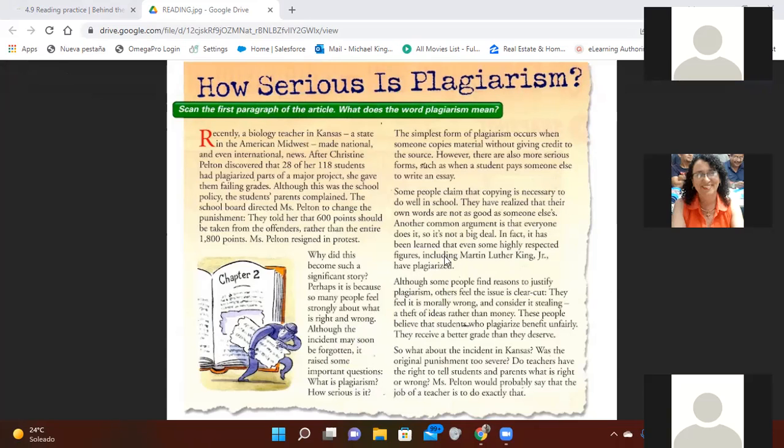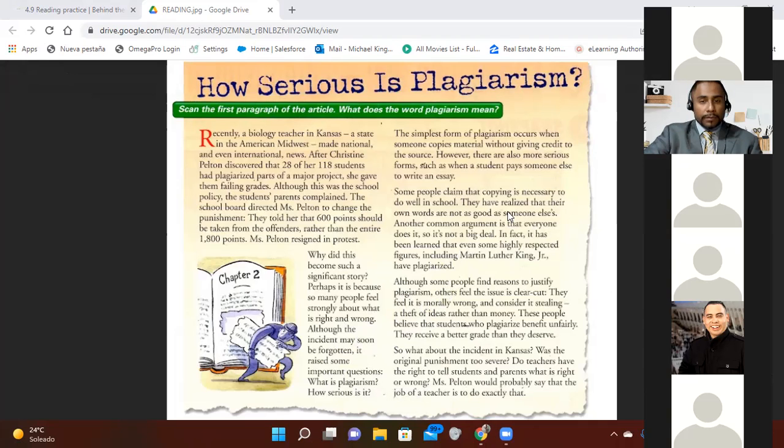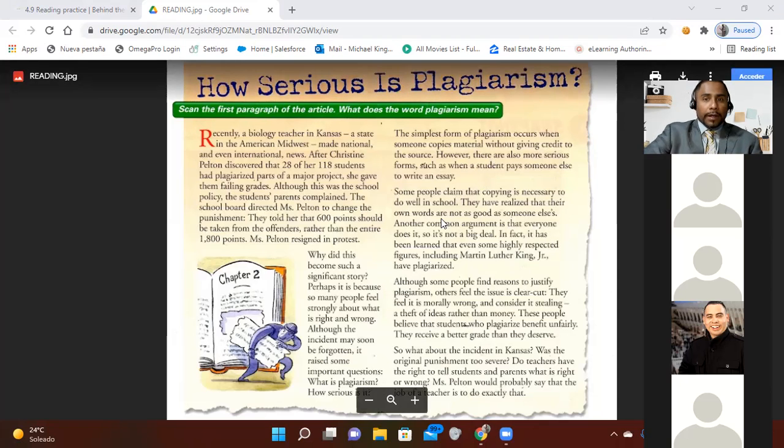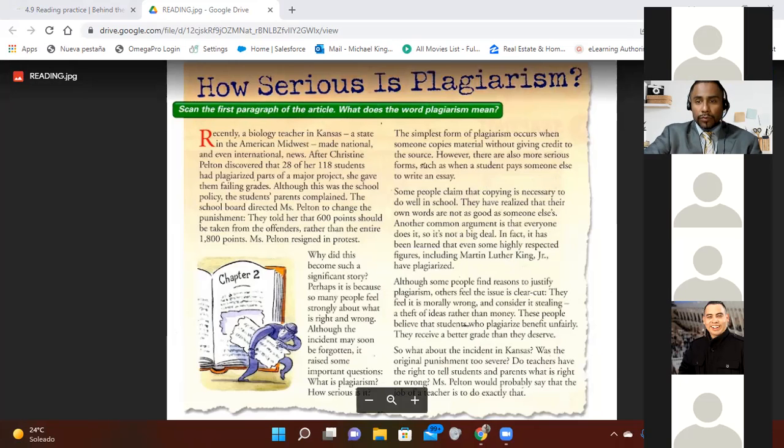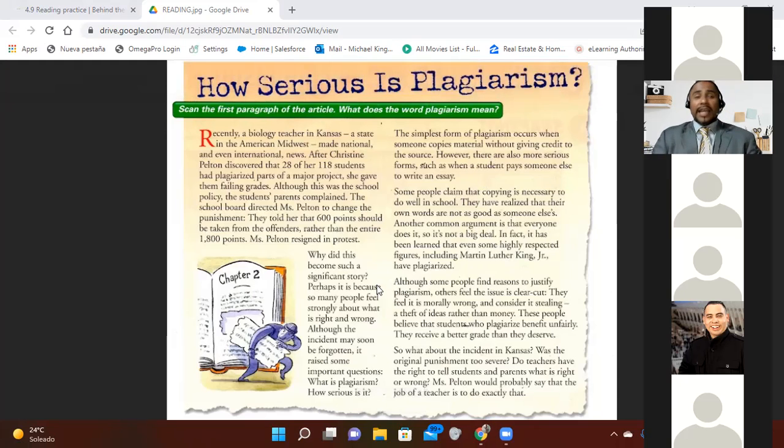Teacher. Hi. Excuse me. What's the meaning of clear cut? Clear cut, directo al punto, clear cut. Okay, thank you. Teacher. Hi. What is the meaning of essay? Essay, ensayo. Yeah. Un ensayo, a formal writing.